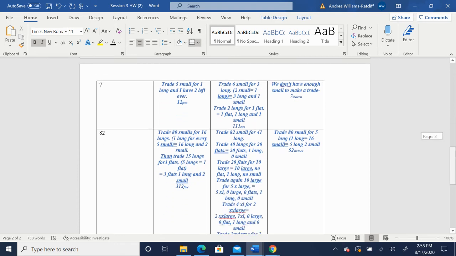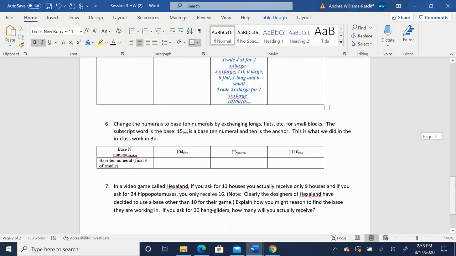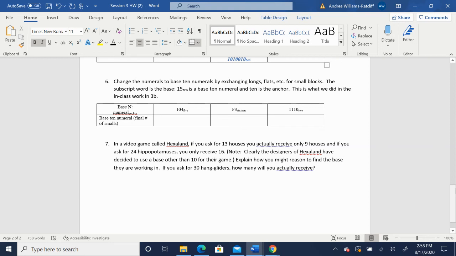You could actually draw it out or model it if you wanted to. All right, so now we're going to do the reverse. We're going to change the numerals to base 10 by exchanging for smalls. We're going to take them in other bases and put them back into smalls, which again will give us their worth. Okay, so 105, smalls, longs, flats.